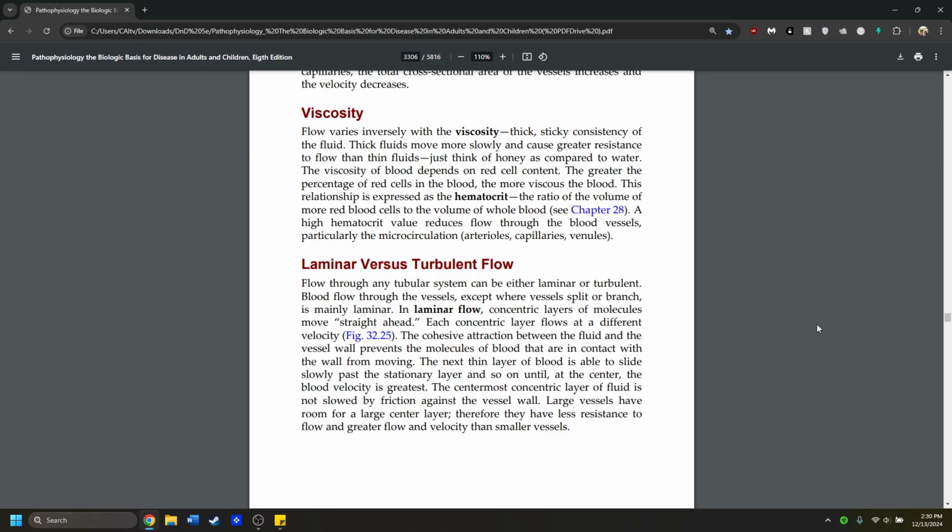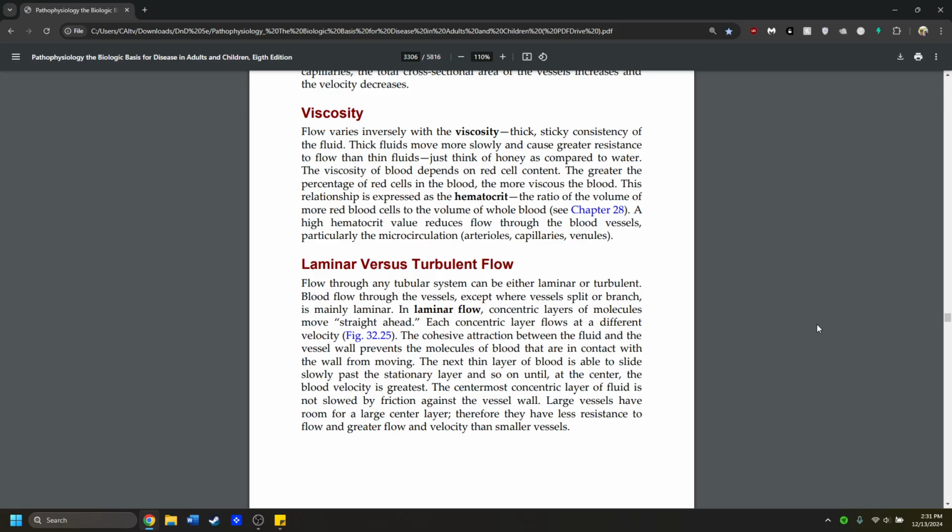Viscosity. Flow varies inversely with the viscosity, the thick, sticky consistency of the fluid. Thick fluids move more slowly and cause greater resistance to the flow than thin fluids. Just think of honey as compared to water. The viscosity of blood depends on red cell content. The greater the percentage of red cells in the blood, the more viscous the blood.